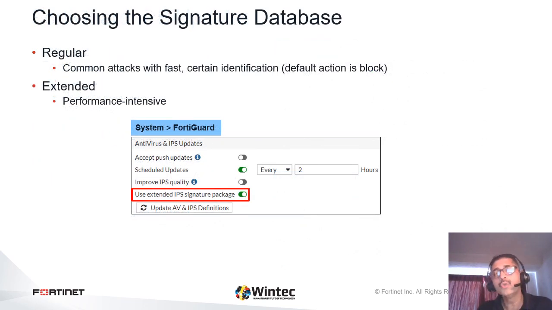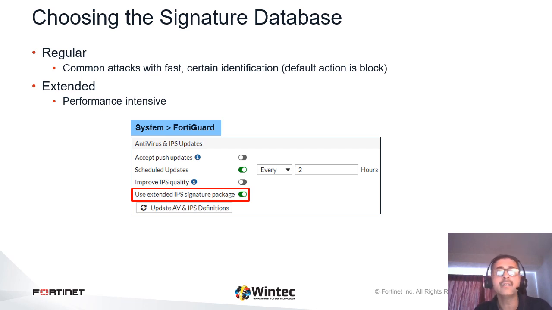Now, how do you choose the signature database? The IPS signature database is primarily divided into regular and extended databases. The regular signature database contains signatures for common attacks whose signatures cause rare or no false positives. It's a smaller database and its default action is to block the detected attack.